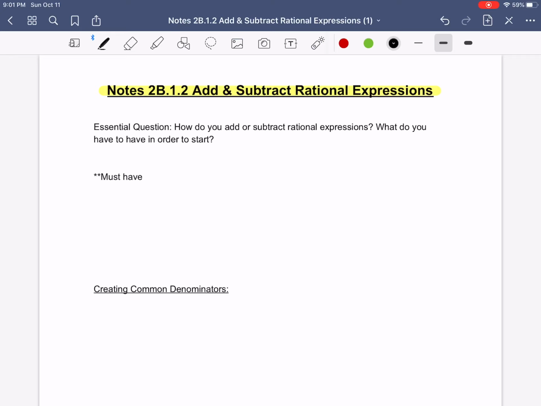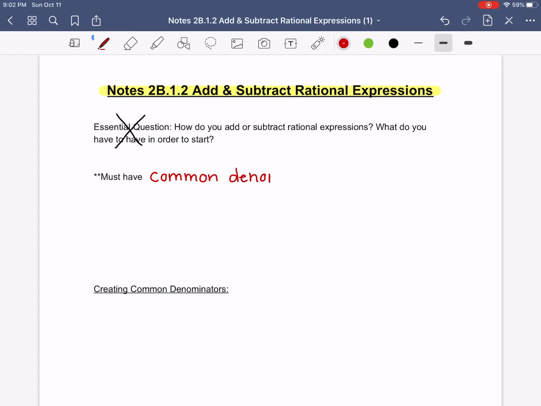You do not have to write down the essential question. It is located on the Google Slides. But basically we want to be able to answer at the end: how do you add or subtract rational expressions? What do you have to have in order to start? Here's basically what you have to have to do any of your problems. When adding and subtracting rational expressions, you must have common denominators.